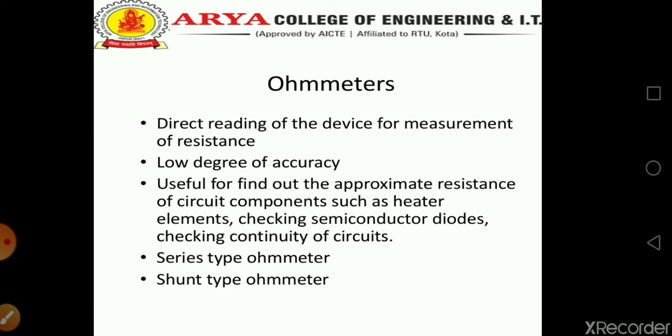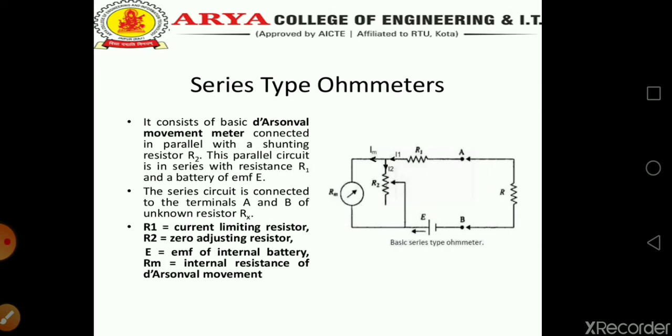There are series type ohmmeters and shunt type ohmmeters. Number one is the series type ohmmeter. It consists of a basic D'Arsonval movement meter connected in parallel with a shunting resistance R2. This parallel circuit is in series with resistance R1 and a battery of EMF E. The series circuit is connected to the terminals A and B of the unknown resistor Rx. R1 equals the current limiting resistor, R2 the zero adjusting resistor, E equals the EMF of the internal battery, and Rm is the internal resistance of the D'Arsonval movement.